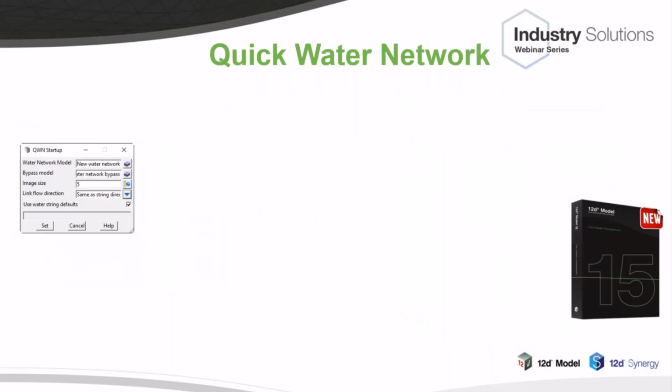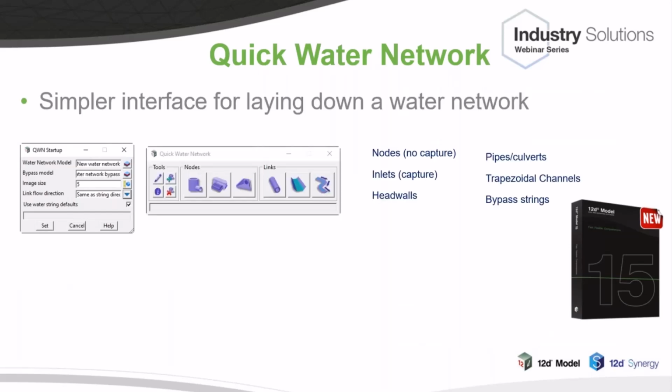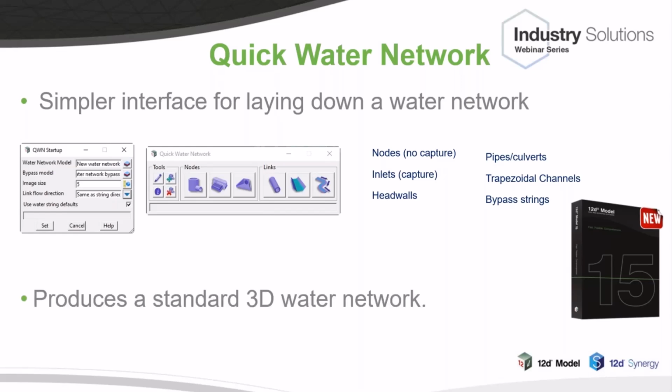With the water network, people are traditionally using our water string editor to lay them down. There's a new option called the quick water network. Its graphical display looks totally different, and it's much simpler for laying down your water networks. It allows for nodes and head walls and things and bypass strings. The main thing about it, though, is that it is still producing a standard 3D water network, so you can then go and use all your other options on it.